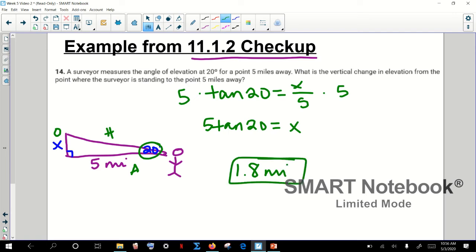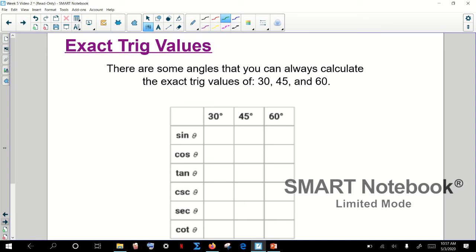So I think drawing the picture is probably the biggest challenge. If you can go from the words into kind of a physical picture, that really makes the equation easy to set up. So that's something you should definitely be practicing when you're doing these word problems. All right, and then the last thing I want to go over is exact trig values.